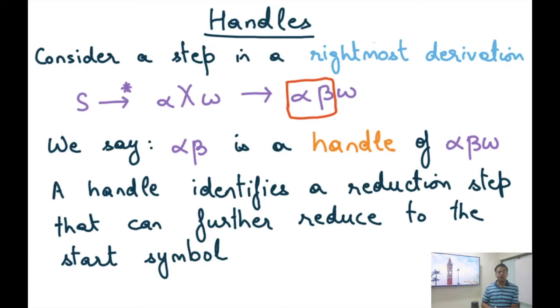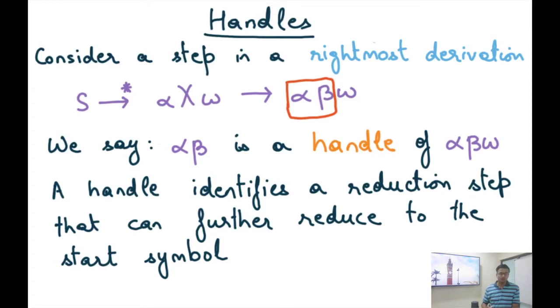Now, should I have reduced or should I not have reduced? Well, that is exactly the same as answering whether alpha beta is a handle or alpha beta is not a handle. If alpha beta is a handle, then I should have reduced, because I know that there is a path all the way back to capital S. On the other hand, if alpha beta is not a handle, then I shouldn't have reduced, because then there wouldn't have been a path all the way to capital S.